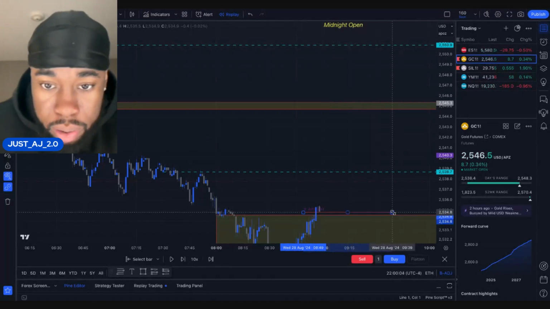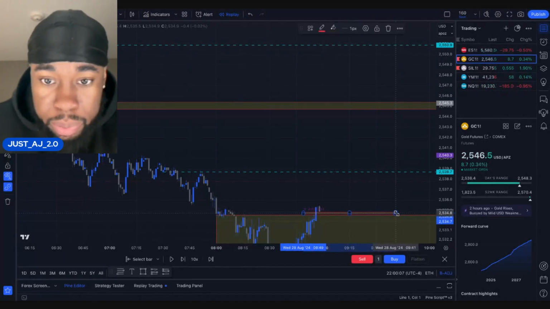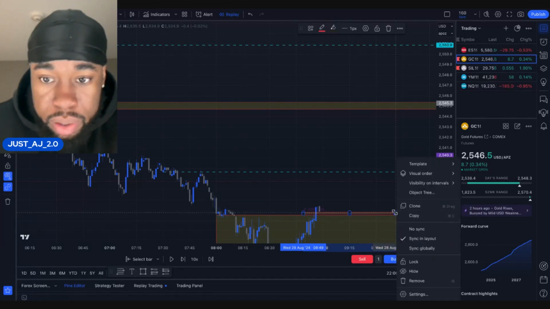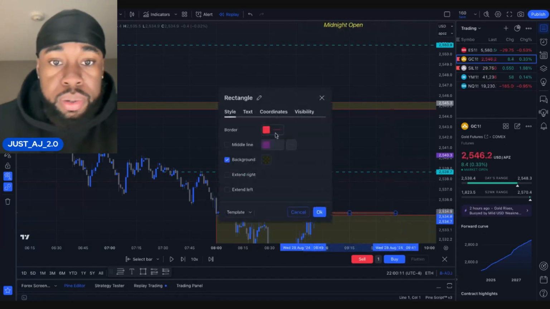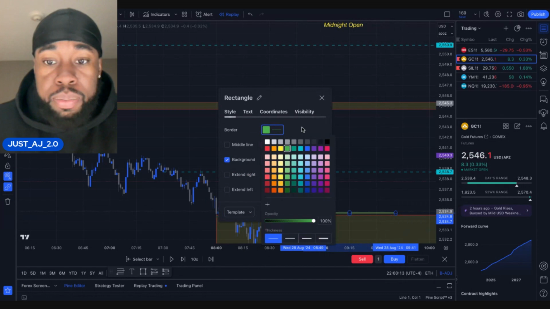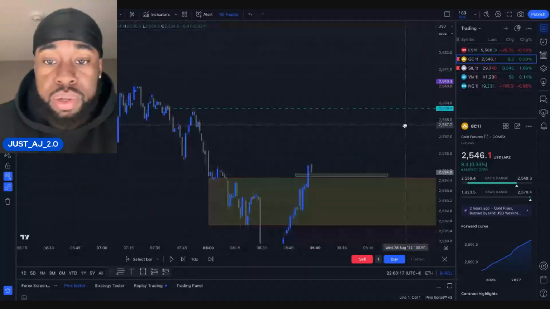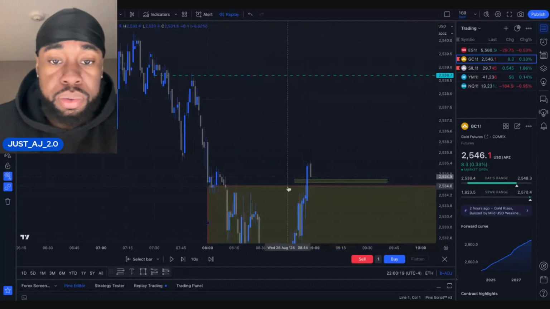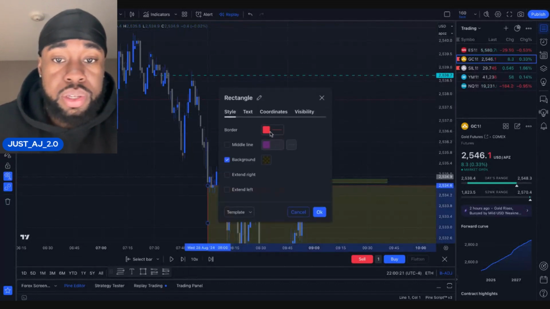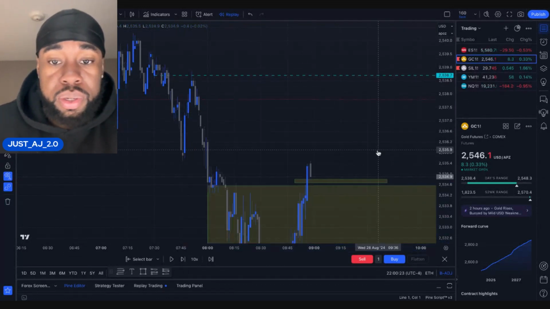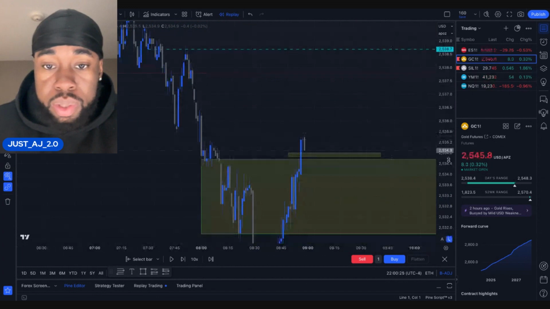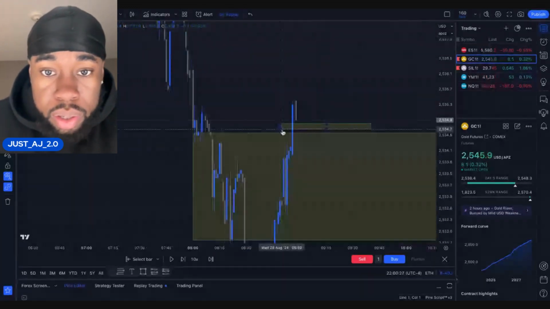So here we go here. Let me make this a different color. Let's give it a green border. It's a bullish fair value gap. I probably should make this one green too, because these are bullish fair value gaps. Okay.